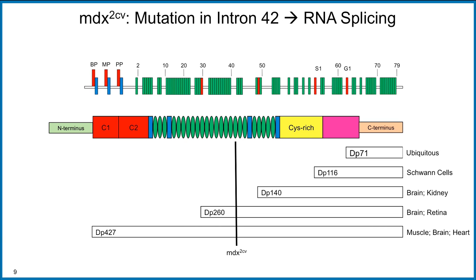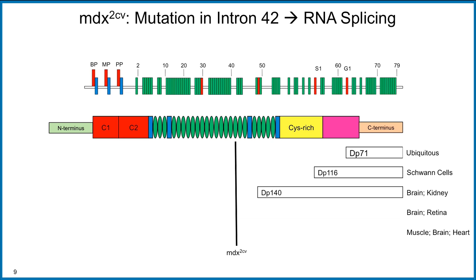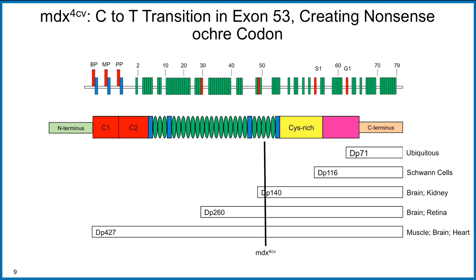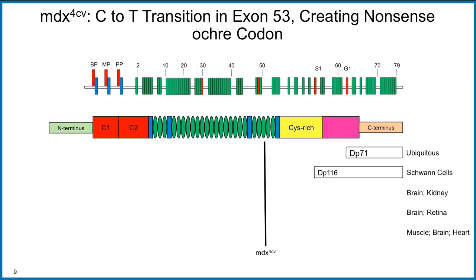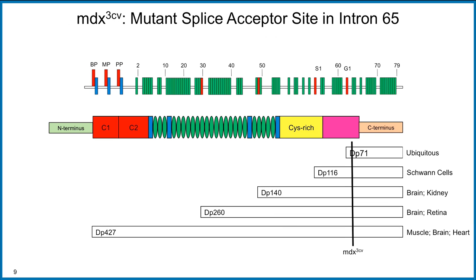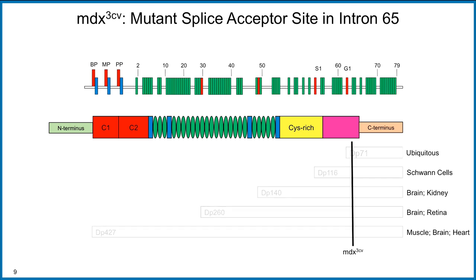However, the MDX2CV mice have a mutation in the spectrin repeat region, and you can see that that genetic mutation will disrupt DP427 and DP260. So those proteins are not expressed in this mouse model, but the MDX2CV retains expression of DP71, DP116, and DP140. MDX4CV mice have a mutation also in the spectrin repeat, but this mutation affects expression of three isoforms of dystrophin. And lastly, the MDX3CV mice have a mutation that's closer to the C-terminal region of dystrophin, and that mutation affects the expression of all five isoforms of dystrophin.